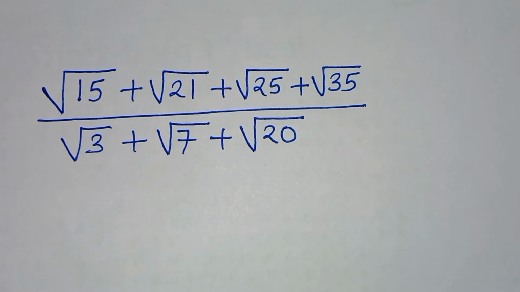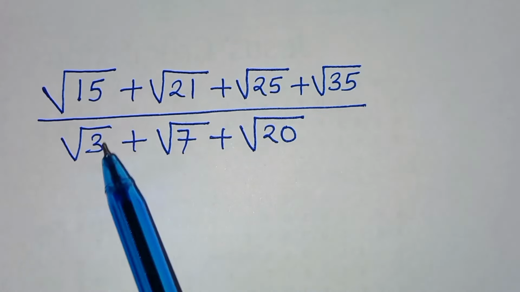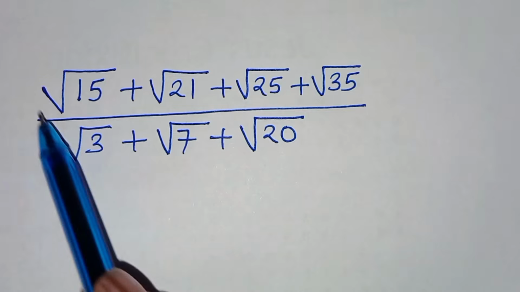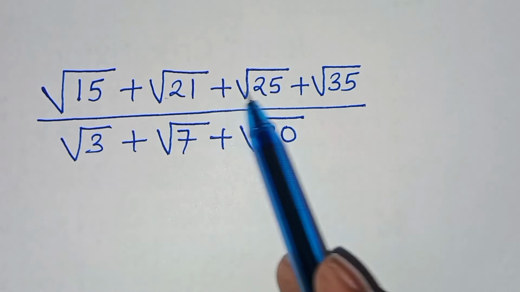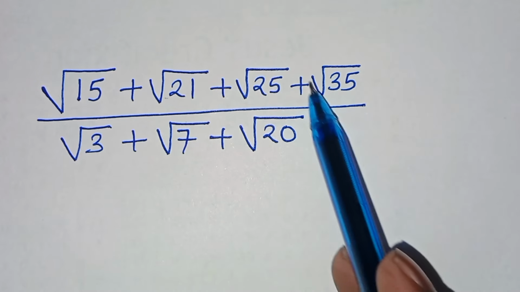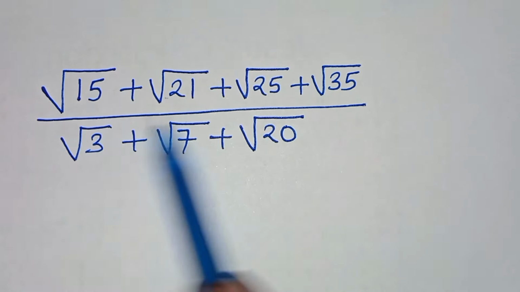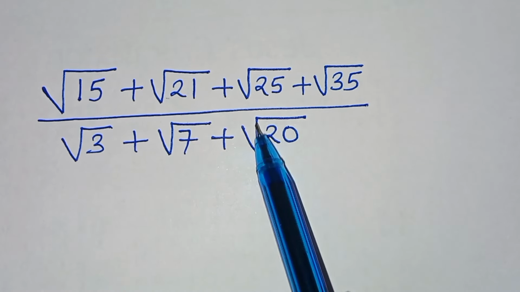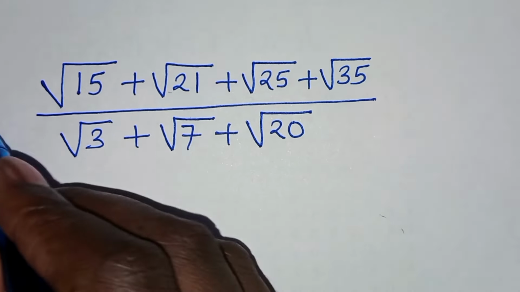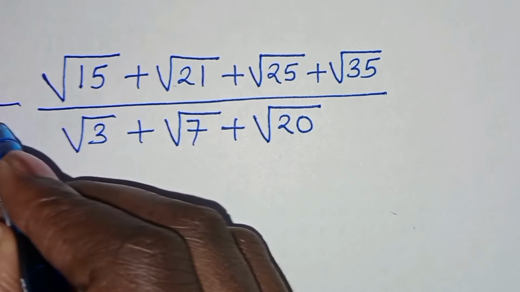Hello everyone, you're welcome to solve this nice square root math problem, which is the square root of 15 plus square root of 21 plus square root of 25 plus square root of 35 divided by square root of 3 plus square root of 7 plus square root of 20. So let's suppose this is equal to x.